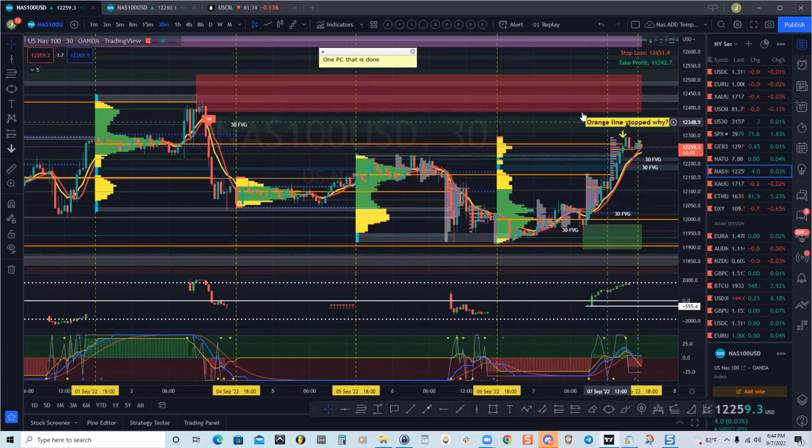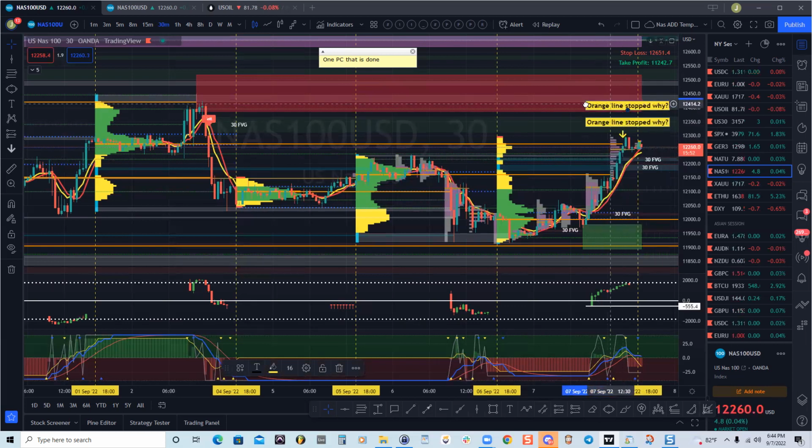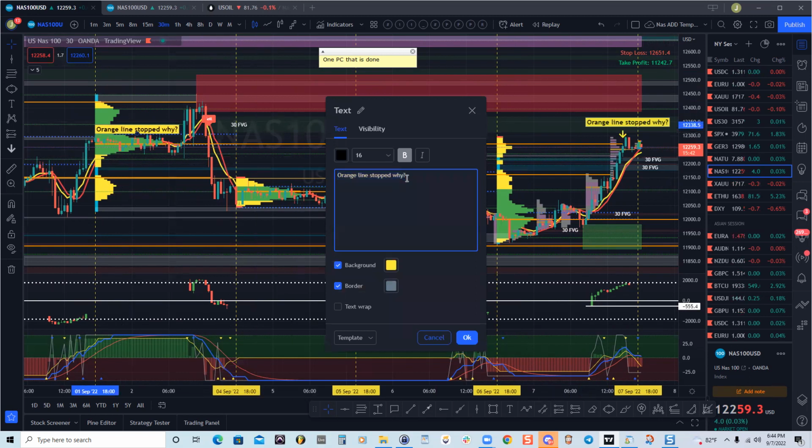Yeah, this is the problem with old computers. Clone. This is where the orange line began, right? Right here. Orange line begins. Okay.